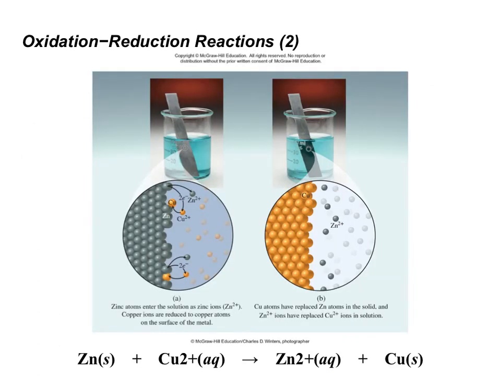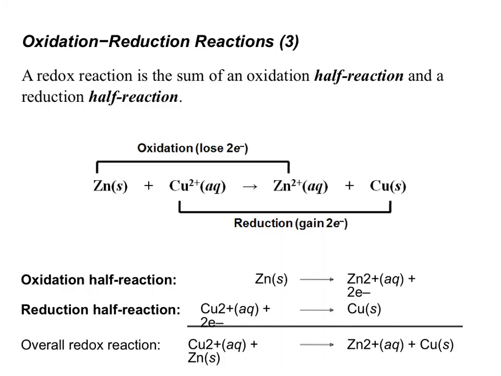Depending on the reactivity and electrode potentials of the metals, these reactions can occur spontaneously. For example, if we put a piece of zinc metal into a solution of copper sulfate, we will eventually replace the zinc with copper. A redox reaction is the sum of an oxidation half-reaction and a reduction half-reaction.